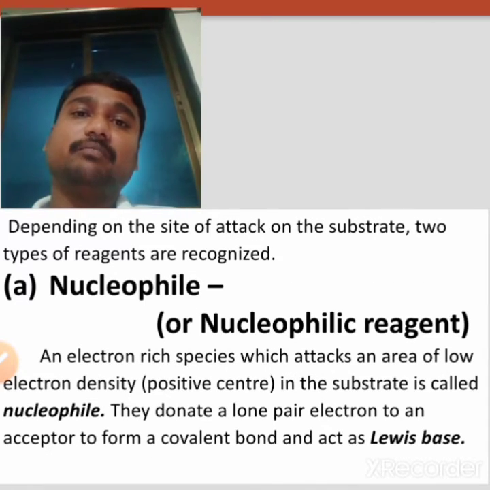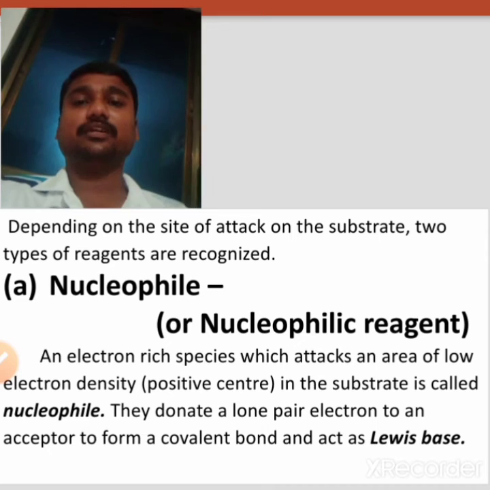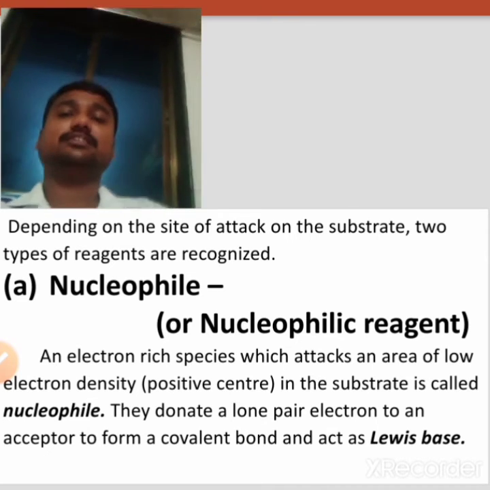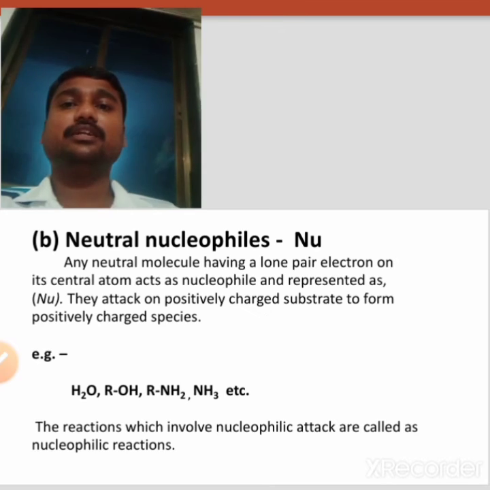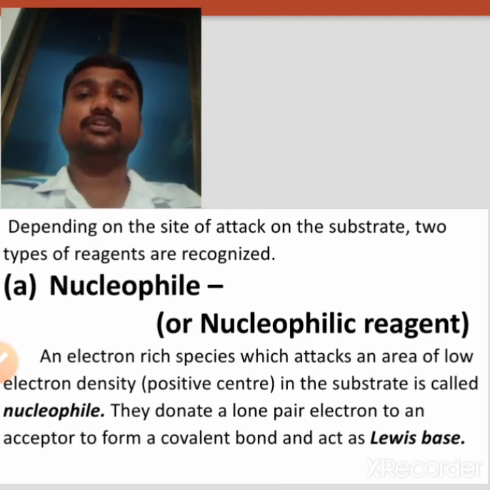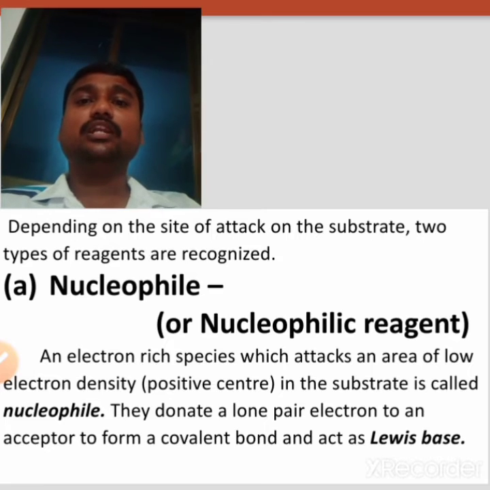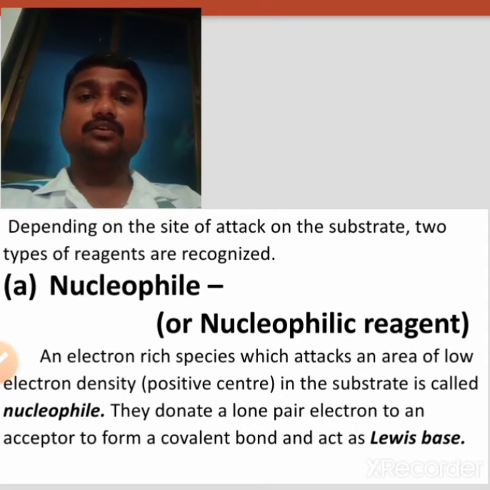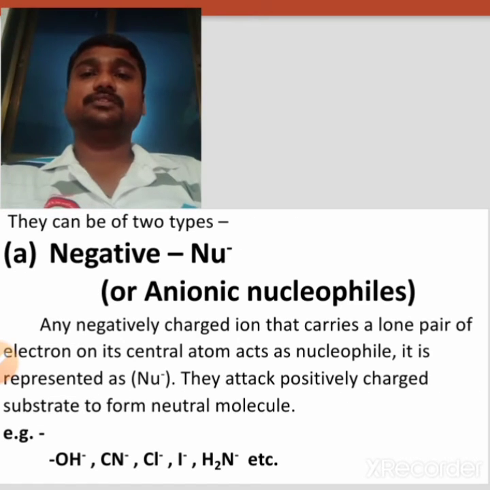Depending on the site of attack on the substrate, two types of reagent are recognized. First one, nucleophile. It is also called nucleophilic reagent. And second one, electrophile. It is also called electrophilic reagent. Let us first discuss nucleophile. An electron-rich species which attacks an area of low electron density, that is a positive center in the substrate, is called a nucleophile. They donate a lone pair of electrons to an acceptor to form a covalent bond and act as Lewis base. They can be of two types.